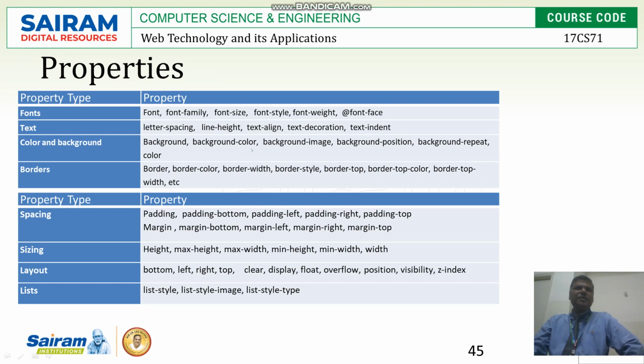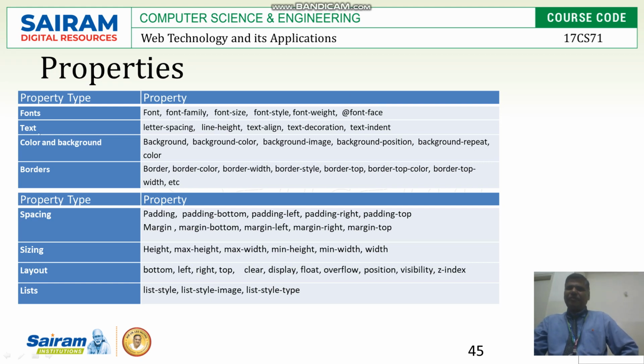What are the properties of font? Font properties include font family, font size, font style, font weight, and font face. So many are there. Now, font face is only available in CSS version 3.